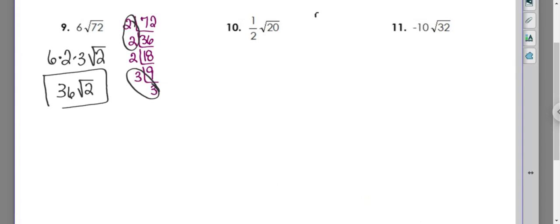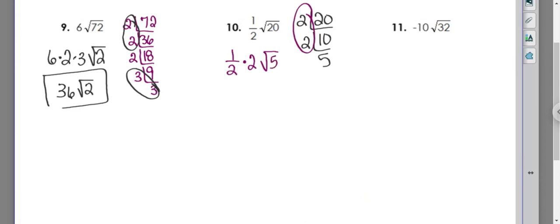We've broken this down before. So it should be a pair of 2s with the 5. So 1/2 times the group of 2 and 5 left under the radical. 1/2 times 2 leaves us with just the square root of 5. So that's 1 times the square root of 5. It doesn't need to be a 1 in front.